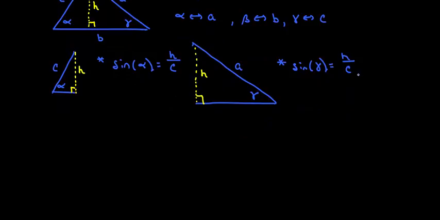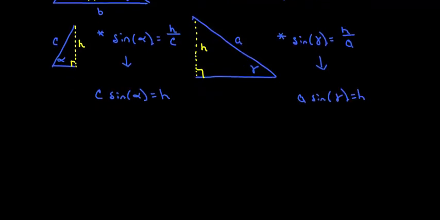So let's use those two. And what I'm going to do is solve this equation right here for H. So I'm going to get C times the sine of alpha is equal to H. Similarly, over here I have, whoops, what did I write down here? This should be an A. Okay, so H over A. So A times the sine of gamma is equal to H.